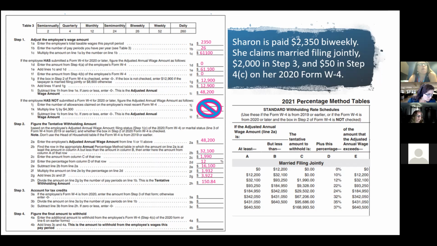Step 3 is to take into account any tax credits that this employee is going to claim. Back up to our original information, she claimed $2,000 in step 3 on her W-4. So we do need to know that information. So we are going to enter 2,000 on line 3A because that's what she put on her W-4. That's an annual amount. So we now have to take that down to a per pay period amount, and we're going to divide by 26 and get $76.92. That's the amount of the tax credit that we're going to take.